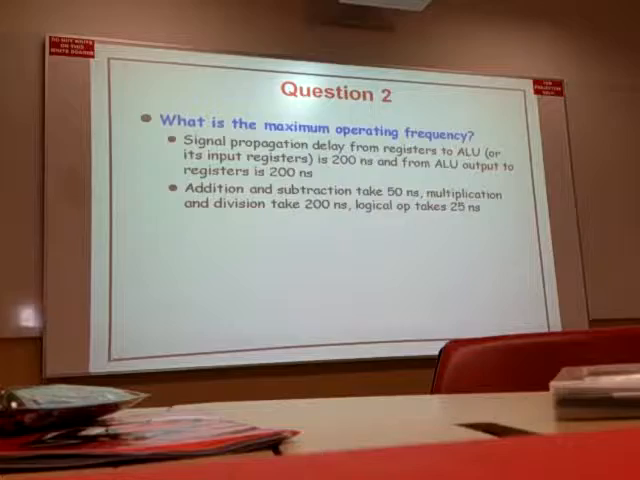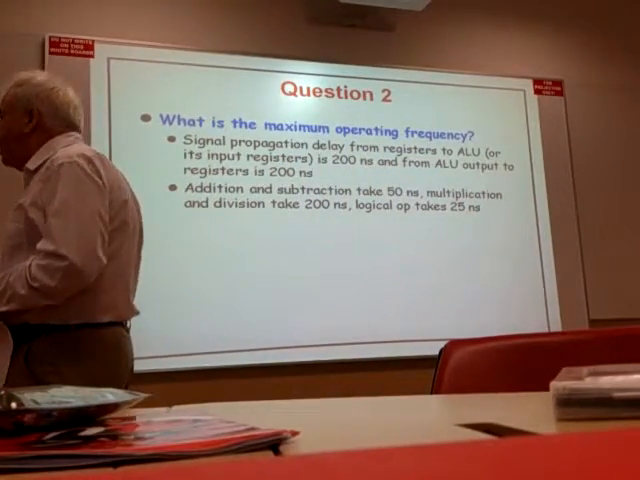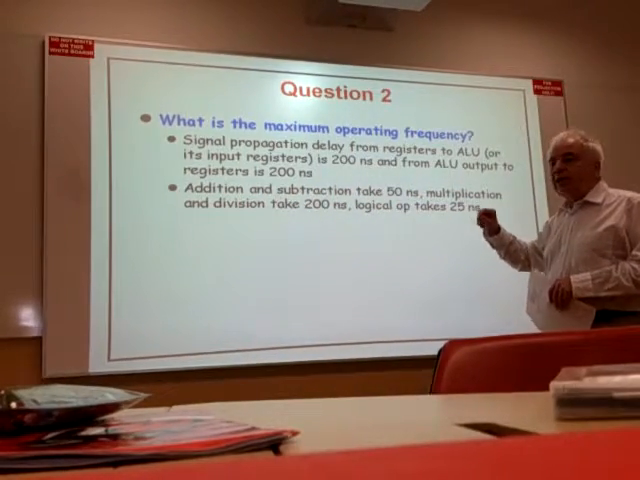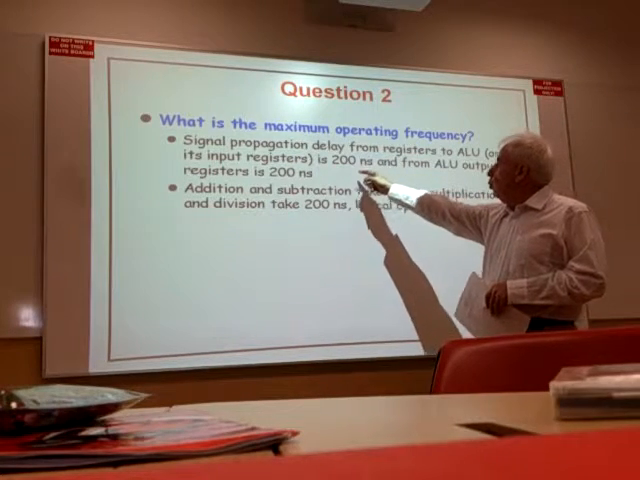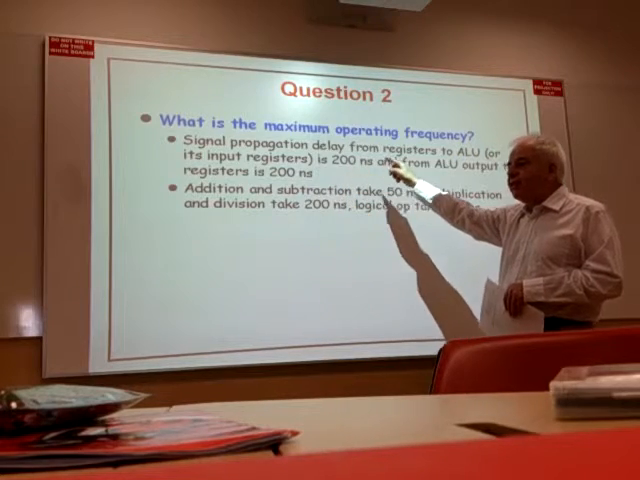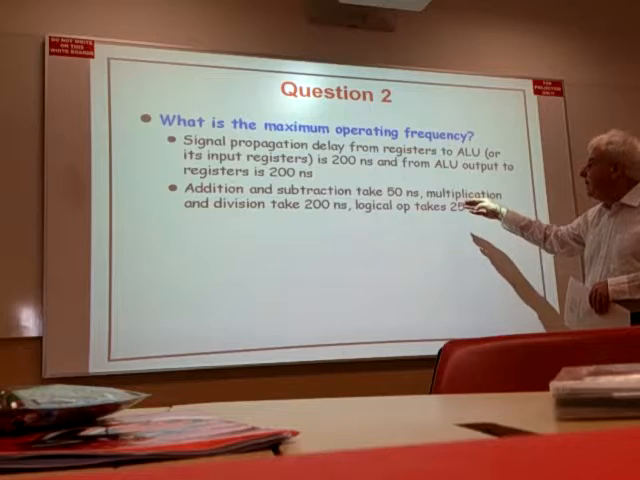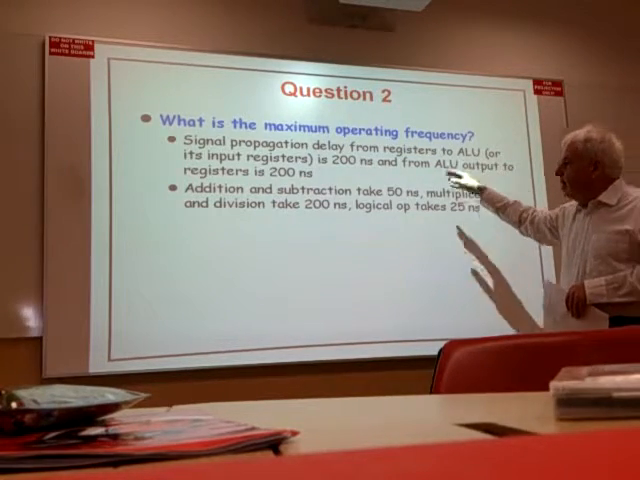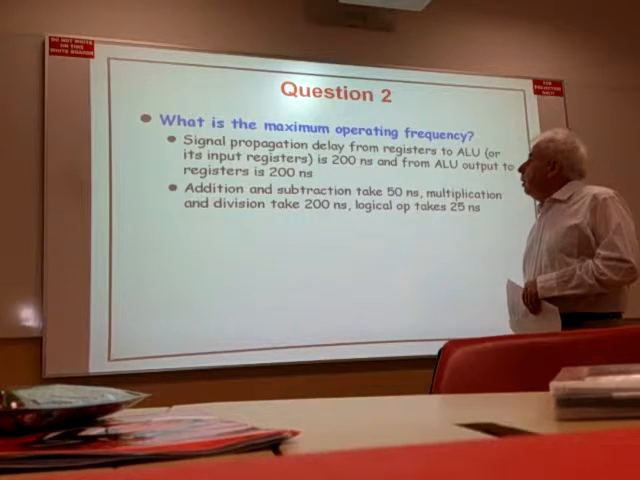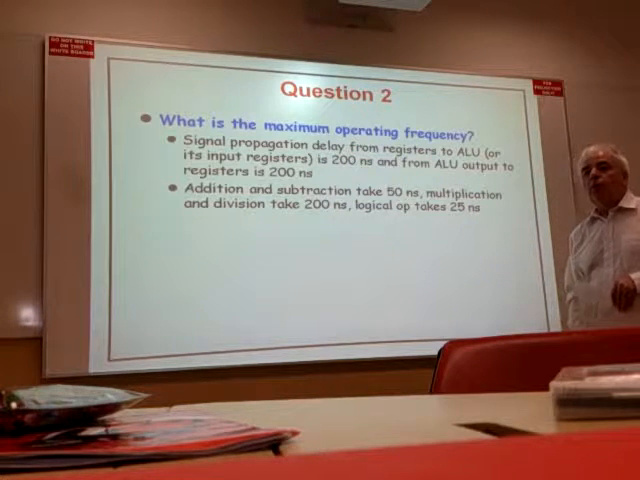Well, because the input for the first architecture is 200, then the output is 200, so it's 600. So 1 divided by 600 nanoseconds. We can complete all of these in one clock cycle. The signal propagation from the registers to the ALU is 200, the operation in the ALU is 200, and we can propagate the signal back from the ALU to the registers, which is 200. Addition is 50.